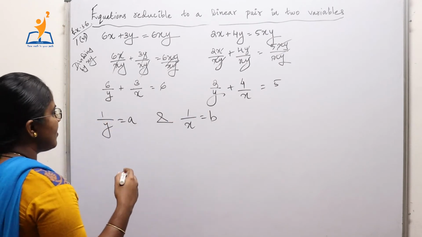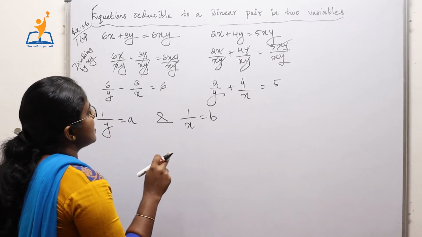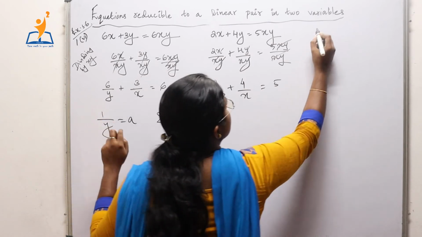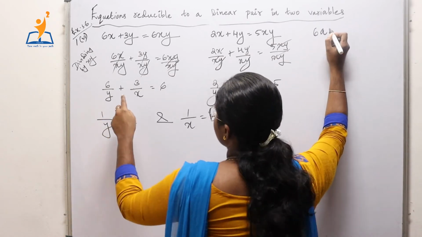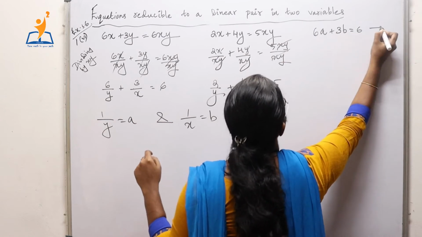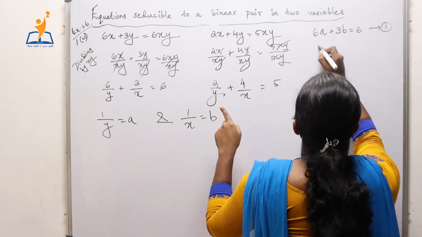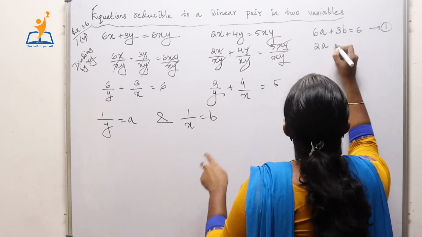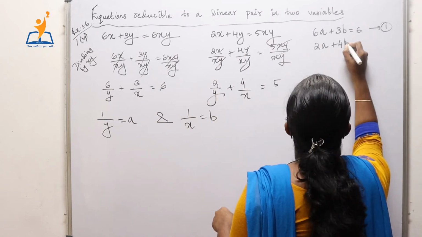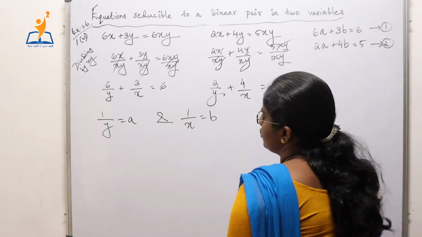So then our equation will become like this. 6 by y plus 3 by x is equal to 6 will become like 6a plus 3b is equal to 6. This is our equation number 1. Now 2a plus 4b is equal to 5. This is our equation number 2.